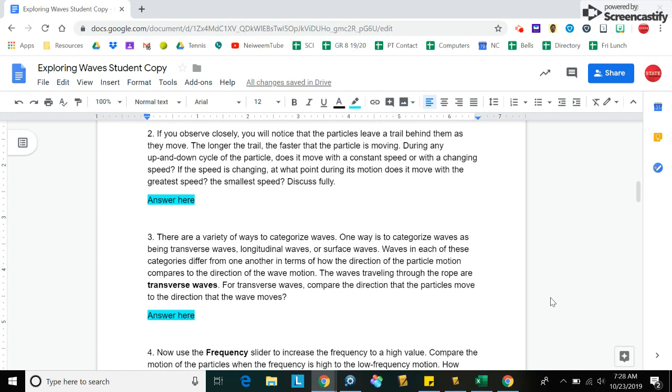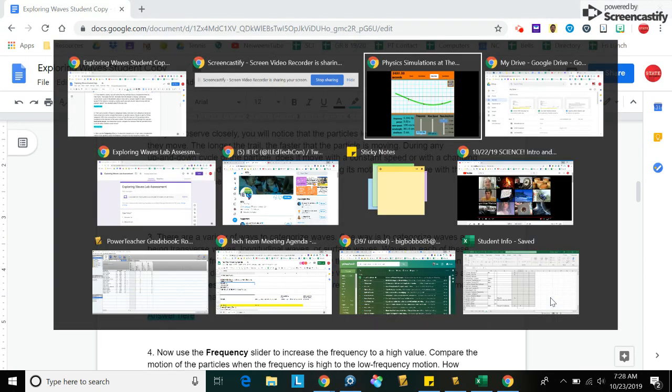So for question two, if you observe closely, you'll notice the particles leave a trail behind them as they move. The longer the trail, the faster that particle is moving. During any up-down cycle, the particle doesn't move at a constant speed. If the speed is changing, at what point during its motion does it move with the greatest speed, the smallest speed? Discuss fully. You are working with your lab groups.